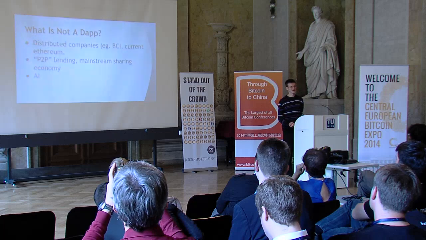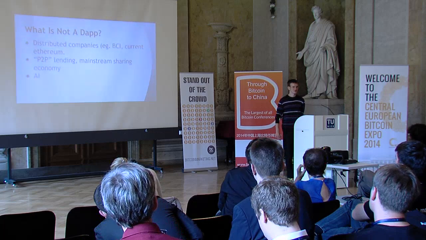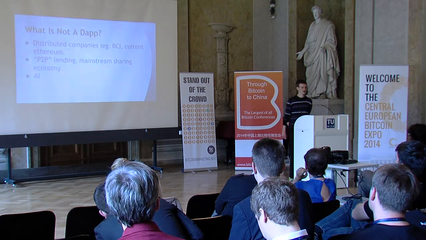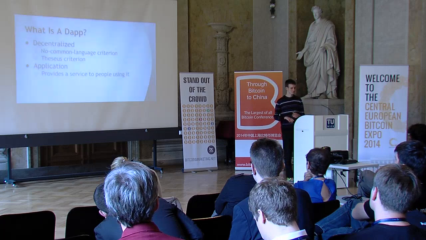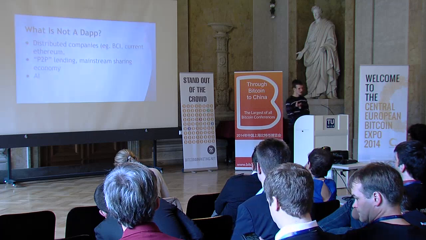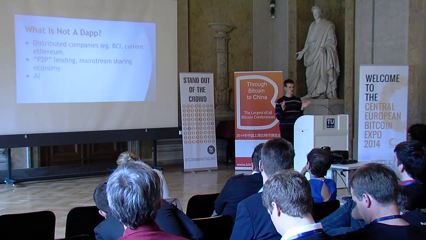If you have something that's just completely autonomous, lives by itself, lives for its own purposes, I would also call that an AI and not a DApp. So a DApp is something that actually serves people. Then we have to get into this concept of decentralized. For example, there are two different levels of decentralization.